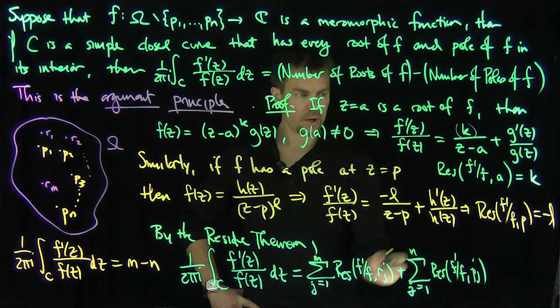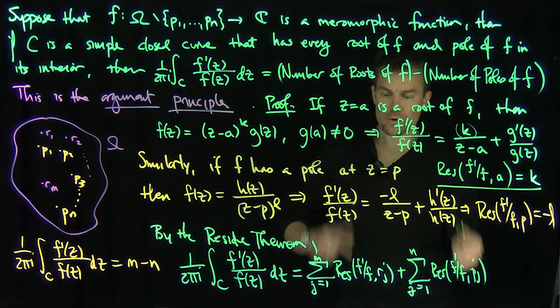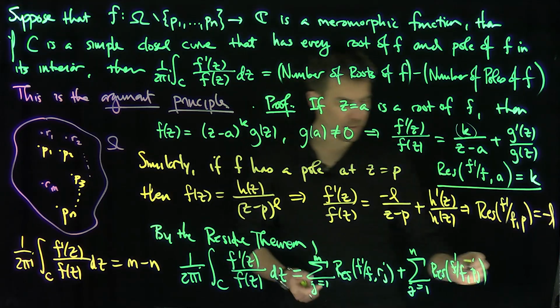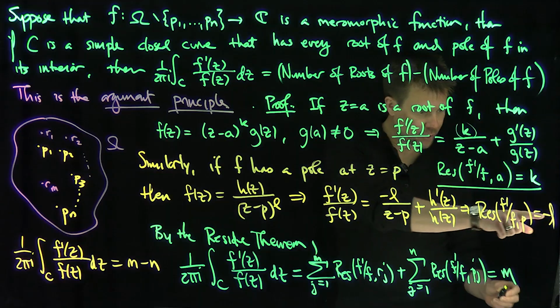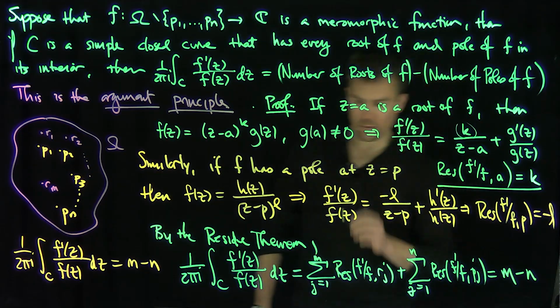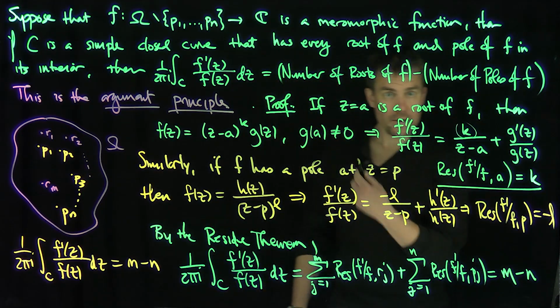Okay? Now, of course, at the roots, you get a positive contribution, so there's exactly m of these things, because I'm allowing for repetitions, m. And then at the poles, you get the negative signs. You have negative n over there. And that exactly proves the argument principle, right?